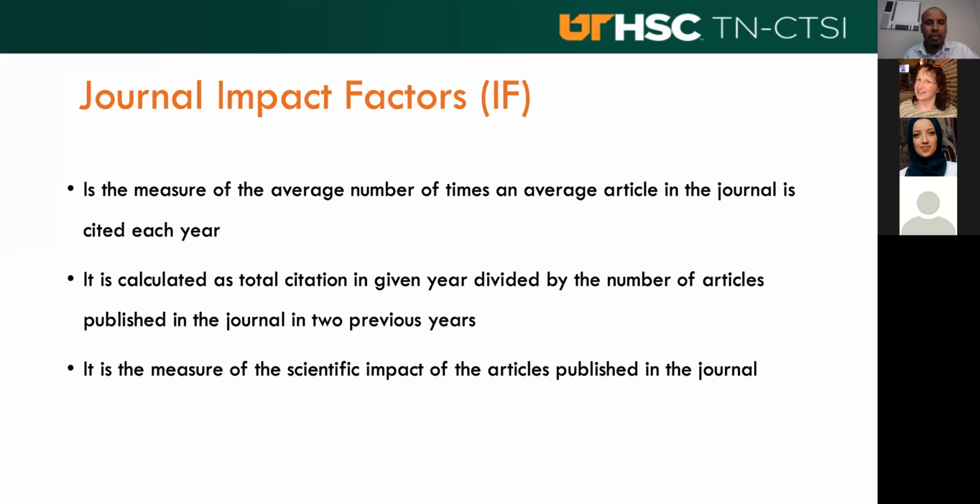Another important factor to consider after you have written your manuscript and have decided to submit to a journal is how to select the journal to submit your article to. This can be determined by the journal impact factor. The journal impact factor is a measure of the average number of times an average article in the journal is cited each year. It is calculated as the total citations in a given year divided by the number of articles published in the journal in the 2 previous years.